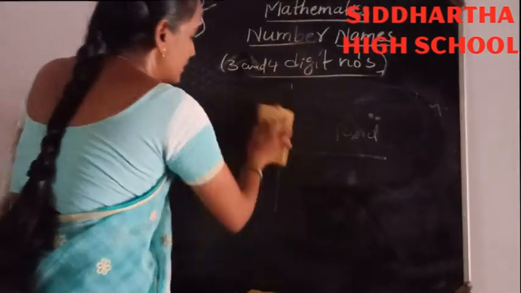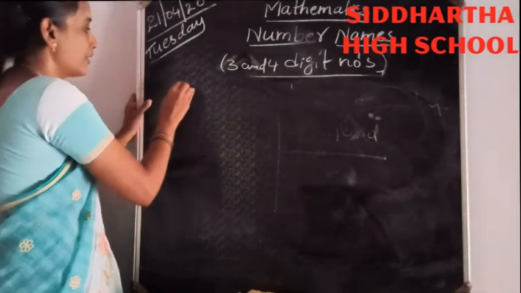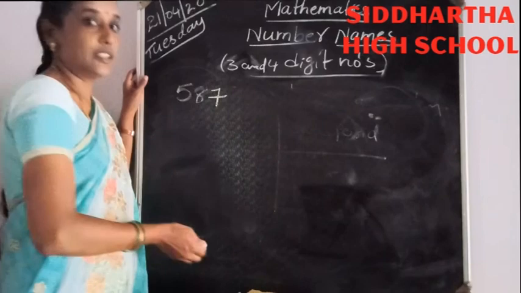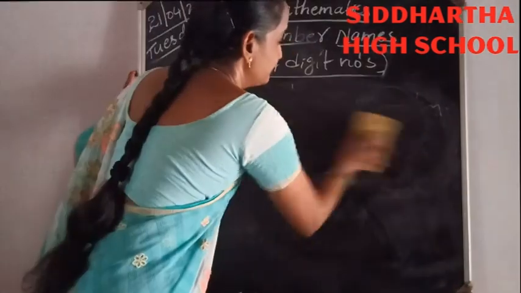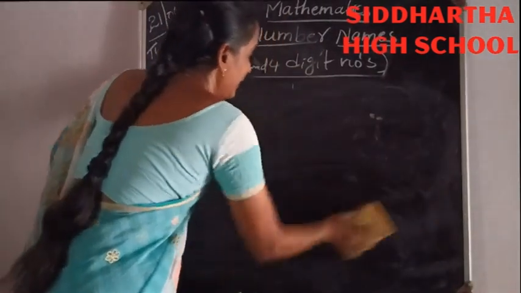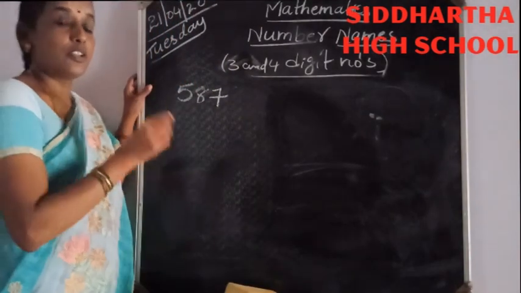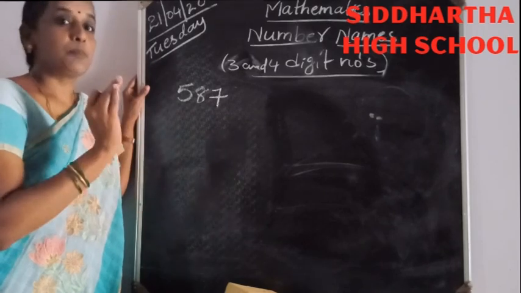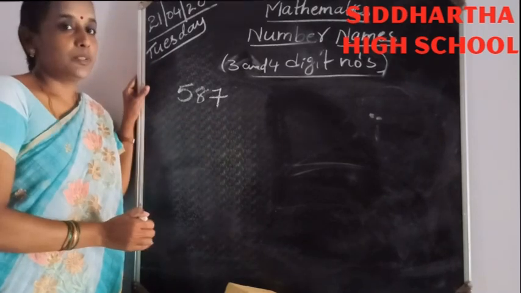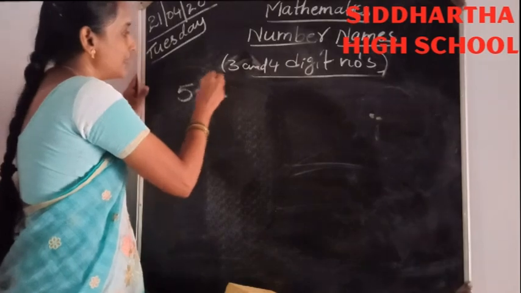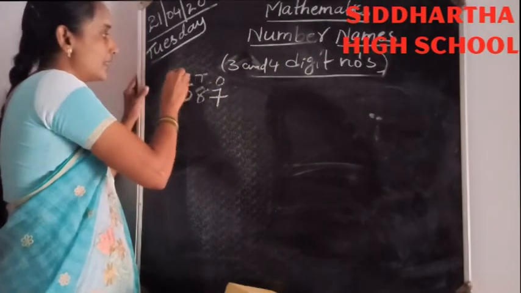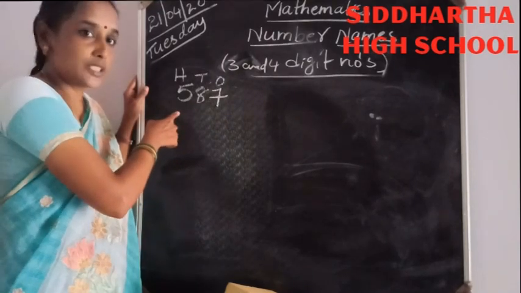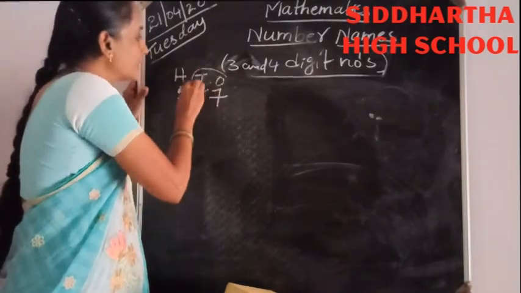Now discuss how to write the number names in the Indian system. See children, 587. When you are writing the number, first you should mention the place values of the numbers. Ones place, tens place, hundreds place. Okay children, now first you can circle like this.